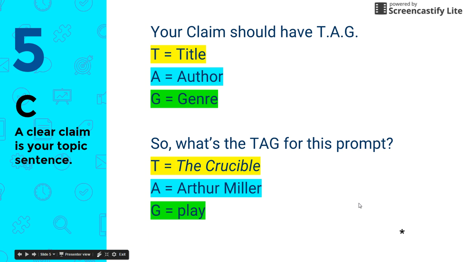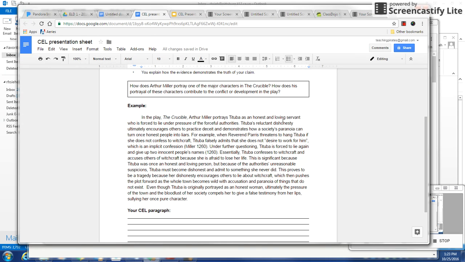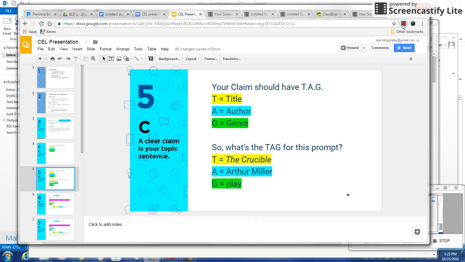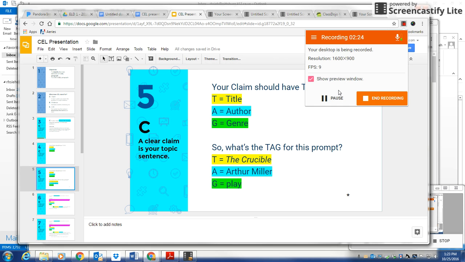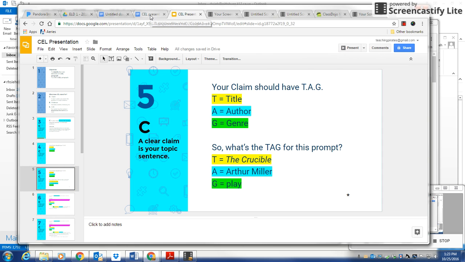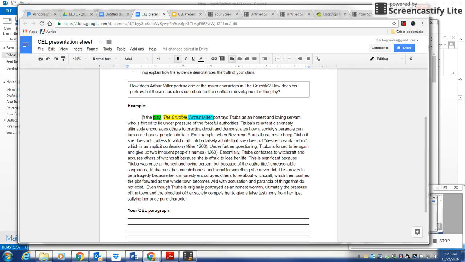So how are you going to incorporate the tag into your topic sentence or your claim? First, I'd like for you to go to your notes here, look at the first sentence, and then label TAG, or title, author, genre, in the first sentence. Go ahead and do that now. Okay, now that you have highlighted your tag in the first sentence, it should look like this. In the play, The Crucible, Arthur Miller portrays da da da da da. You should also always start your first sentence with the tag.